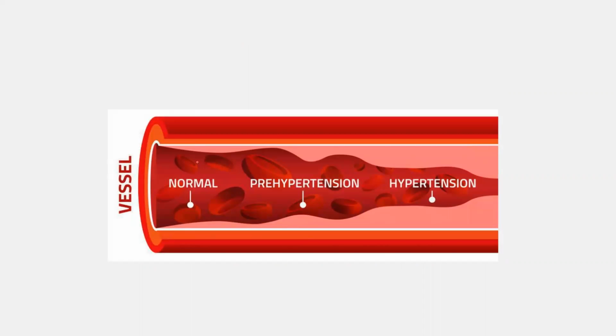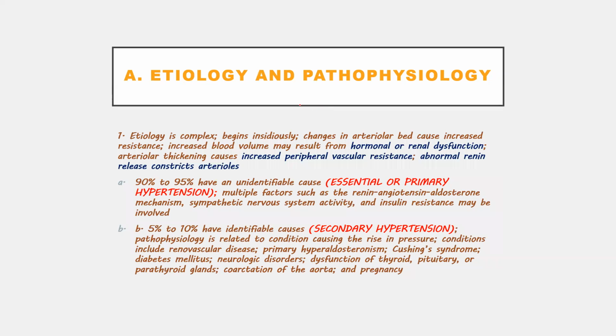So we can say here that this is a normal vessel, this is a blood vessel, and blood is moving in this blood vessel. Now, this is the normal. In pre-hypertension, the blood vessel will have more pressure and less space. This is pre-hypertension. And when there will be more narrowing of the blood vessel due to the high pressure, it will cause hypertension. Now let's see etiology and pathophysiology of hypertension.